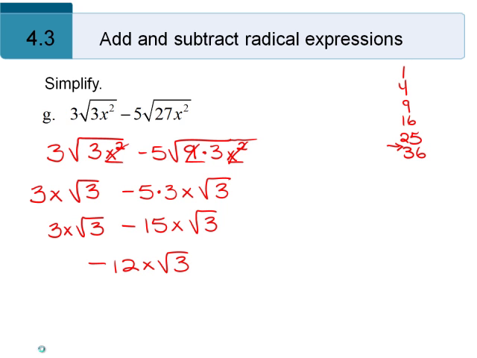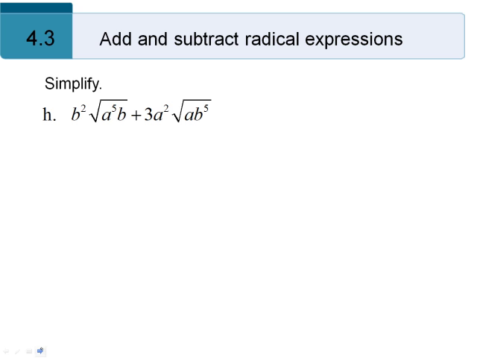All right, letter H. So here we have b squared times the square root of a to the 5th b plus 3a squared times the square root of a b to the 5th. That's a mouthful. All right, so the b squared that's on the outside, this is a common mistake people make. They say, well, can't we simplify that? No, it's not under the radical. So you don't take the square root of b squared that's on the outside. It's outside. You don't mess with it, okay?